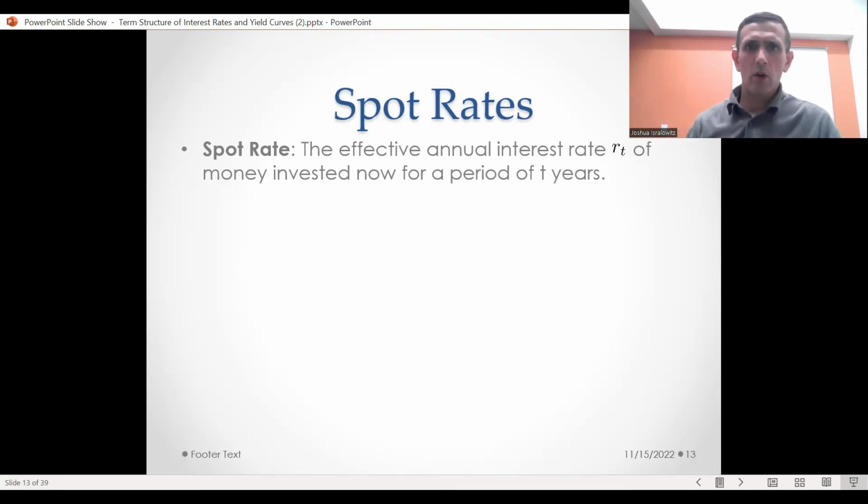All right, so what is a spot rate? The spot rate is an effective annual interest rate, R_T, of money invested now and invested for a period of T years.